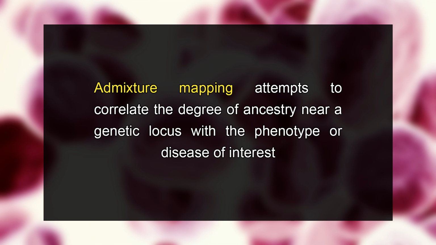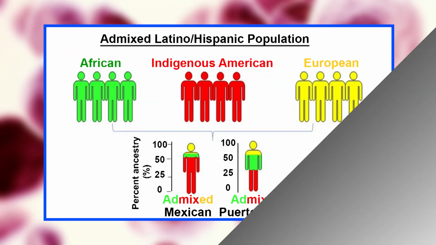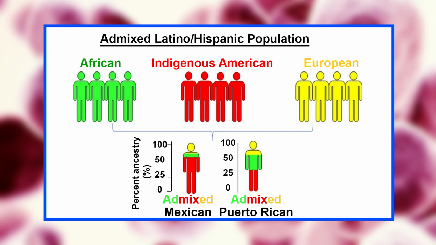The method attempts to correlate the degree of ancestry near a genetic locus or position with the phenotype or disease of interest. Genetic markers that differ in frequency between the ancestral populations are needed across the genome. Admixture mapping is based on the assumption that differences in disease rates or phenotypes are due in part to differences in the frequencies of disease-causing or phenotype-causing genetic variants between populations.